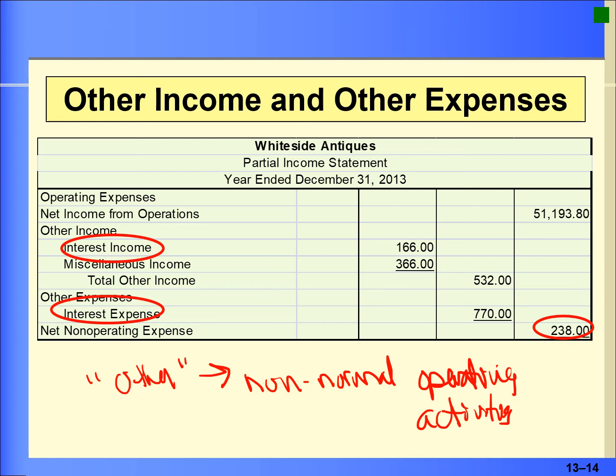Just like you can have other income, you could also have other types of expenses that are non-operating related. And the investors and the creditors like to see these other categories, these other income and other expense items, so that they can see exactly what's going on with all of their profit activities.